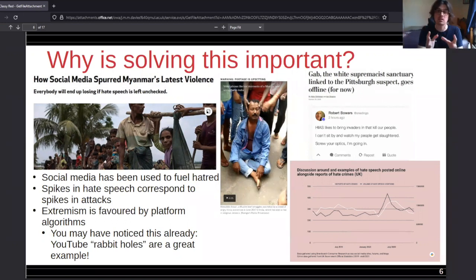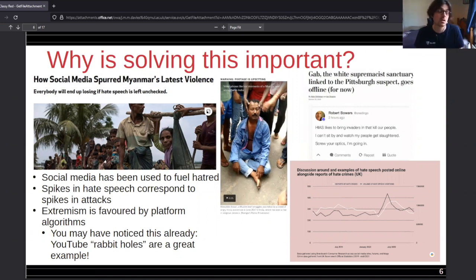If we have a look at the middle footage here, I toyed around with the idea of putting the actual video on here, but I decided against it because this is actually the last moments of a Muslim beef smuggler in India. This video was posted to, I believe, Facebook and Instagram, and it was shared on WhatsApp as well.